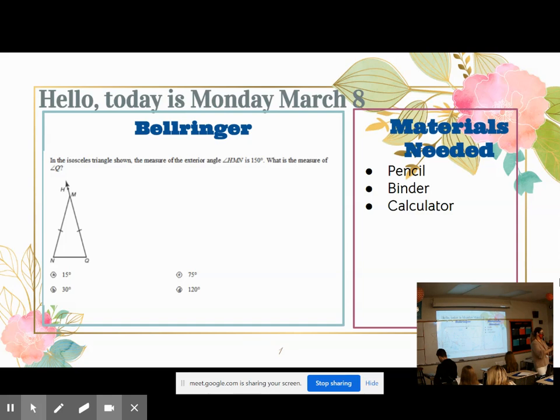Now, if they share a side, that's not always. If they share a side, that just means you can mark that side congruent to itself. So if you look at this picture here, do they share a side? And I would use 2 marks. There you go. Then we could have an angle and 2 different sides, like side angle side. Only if the angle's in between the 2 sides.